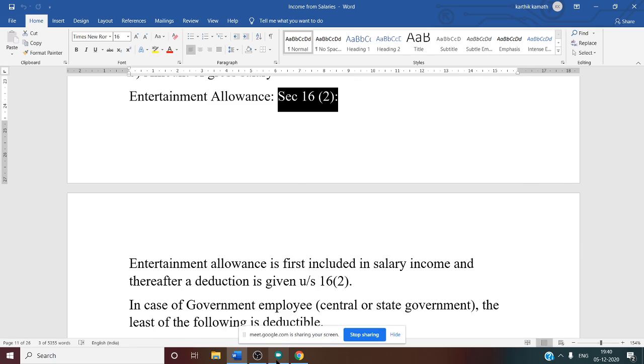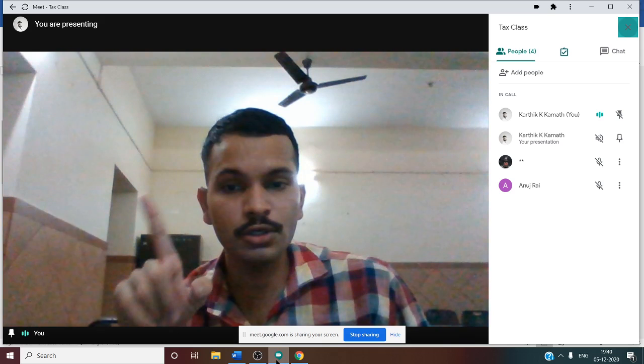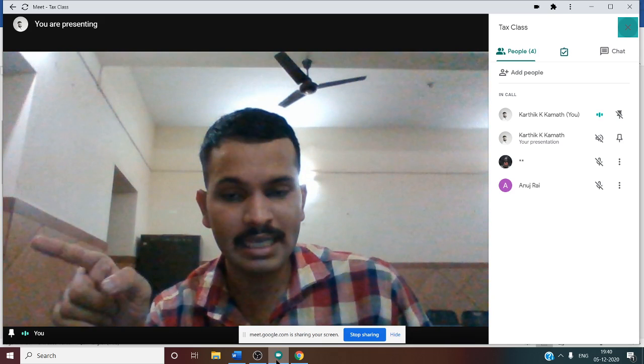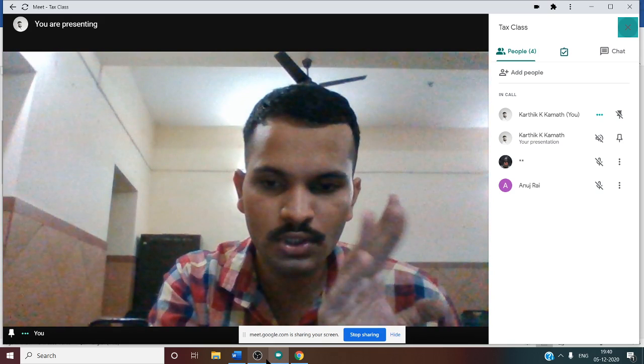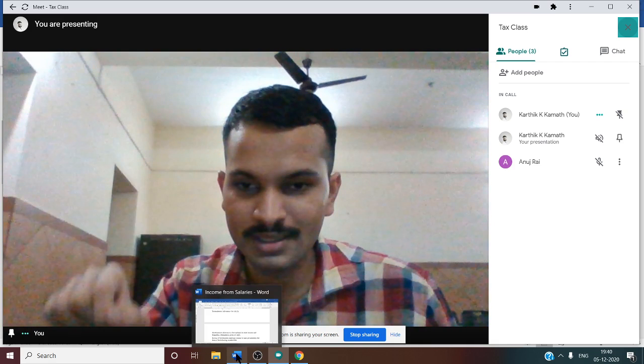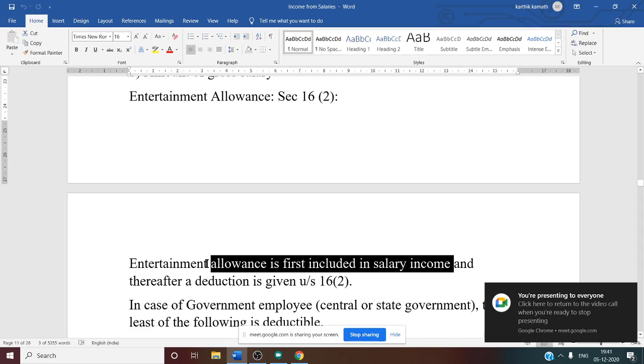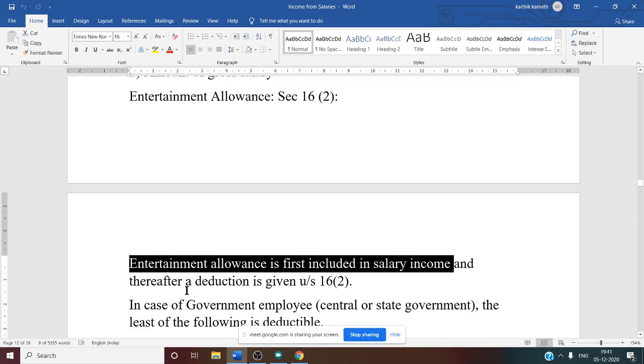It is an allowance given to the employee to entertain the customers of the employer. So now it is very clear, it is an allowance given to the employee to entertain the employer's customer. That is the meaning of entertainment allowance. So whenever there is an entertainment allowance, first you have to include this allowance under salary income. That means you have to consider this as a taxable allowance.